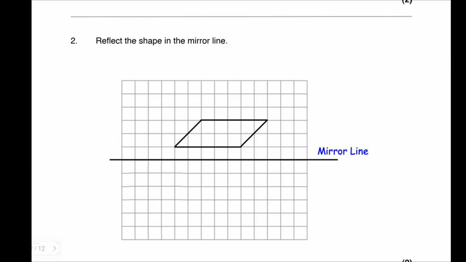The second one, reflect the shape in the mirror line. So that is quite easy. All I have to do is to look at it the way I see it. So this will go this way, this will go straight down up to that point, and that. Easy.